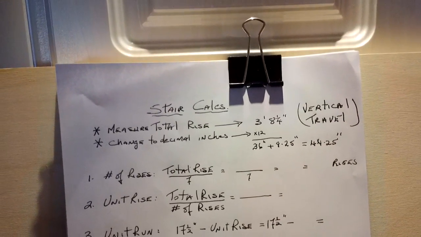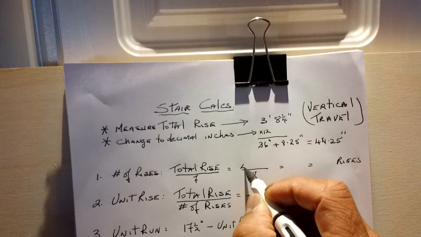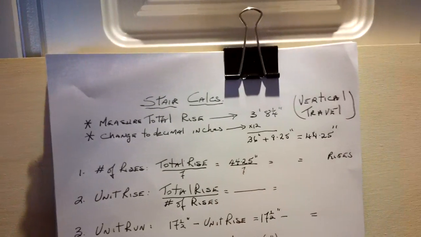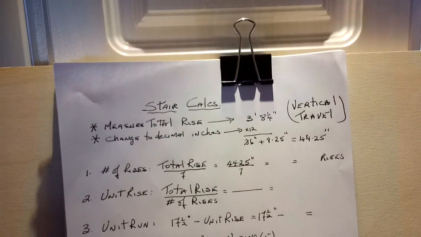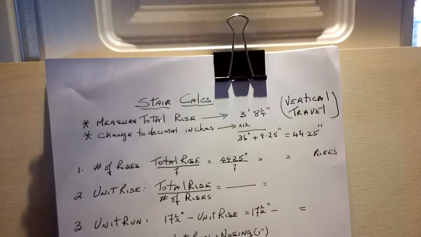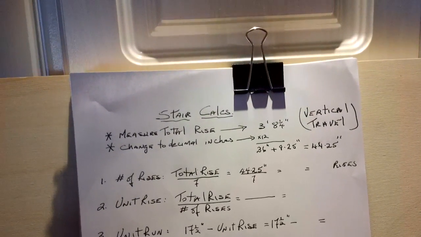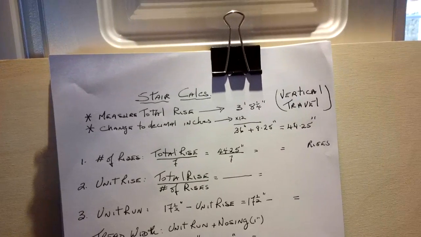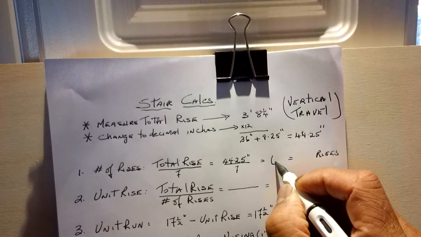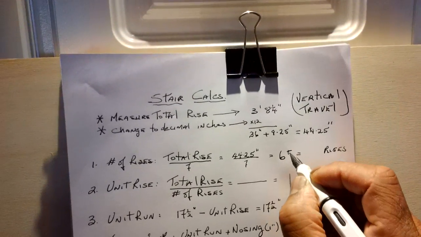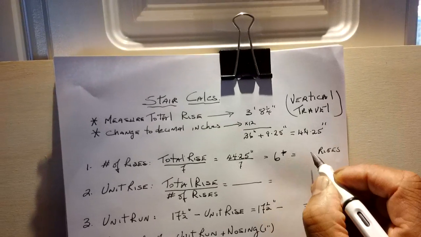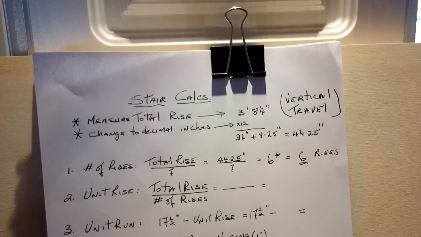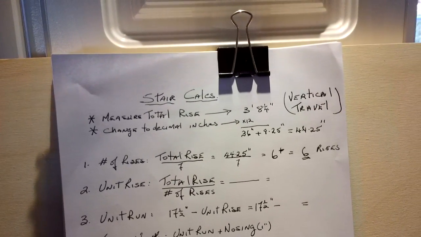Now to find the number of rises, we take that total rise again, 44.25, and we divide it by 7, 7 being the comfortable unit rise for most cases. Not exact because 44.25 is not exactly divisible by 7, but that will give us 6 and a little bit. I'll just put 6 plus, and from that we get 6 rises. We always only look at the whole number, the number in front of the decimal.